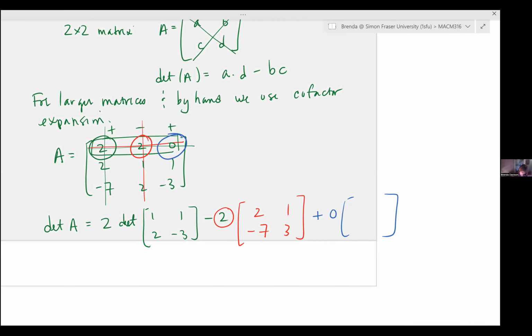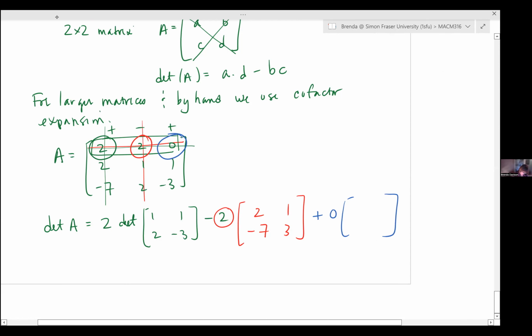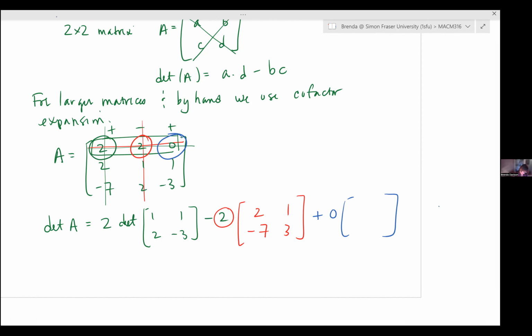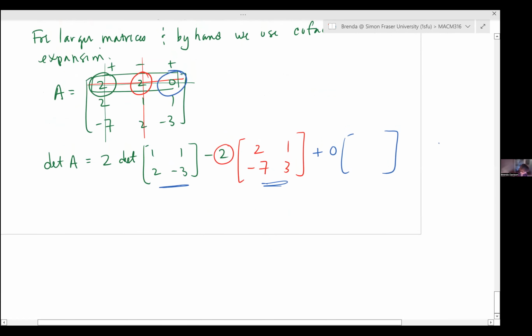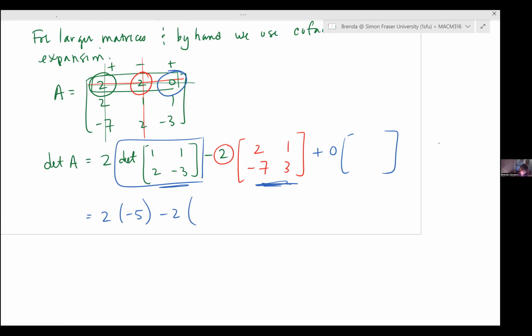Once I've got it down to 2 by 2 matrices like this, I can simply use AD minus BC. I use the formula for the 2 by 2 determinant, which is 1 times -3 minus 1 times 2. So that is -5. And then minus 2 times the determinant of this matrix here, which is 2 times 3 minus 1 times -7. So that's going to be 6 plus 7.